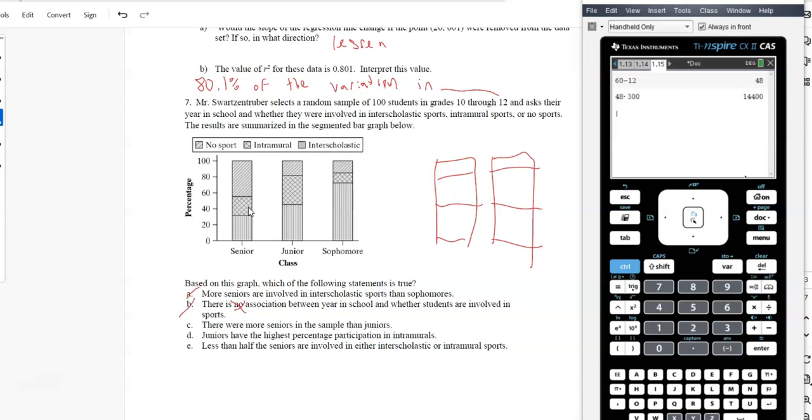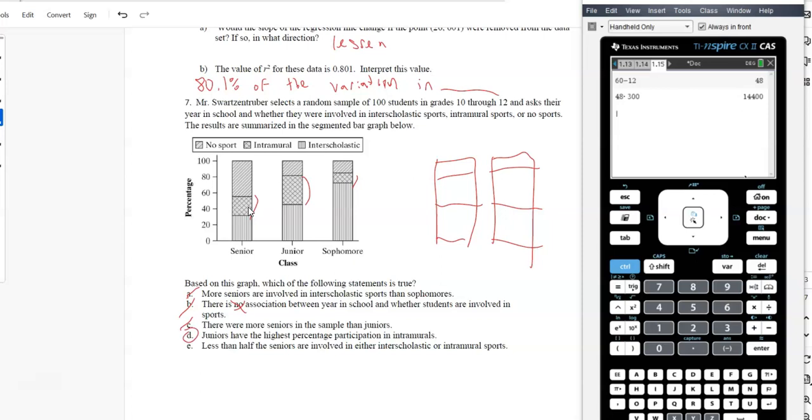That's why that's wrong. There were more seniors in the sample than juniors. We have no idea how many seniors or juniors were in there. It doesn't tell us the number, it just tells us kind of percentages there. Juniors have the highest percentage of participation in intramurals. So intramurals is the X one. Juniors, yeah, that's longer than this, longer than this. That seems to be true.